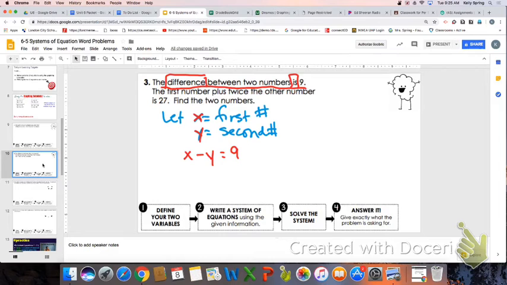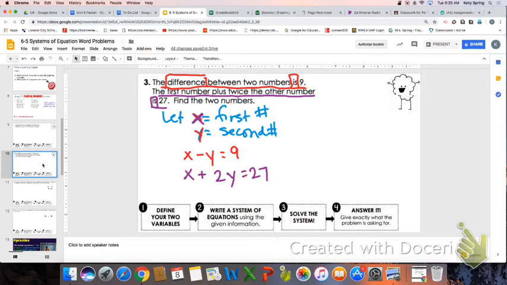So that's 1. The second part says the first number plus twice the second number. So my first number is x plus twice the other number. If you're taking twice a number, that means you're multiplying it by 2. If I have twice as much, I have 2 times as much. So twice the second number is 27. So those are my two equations.